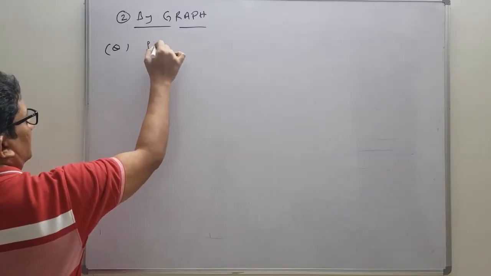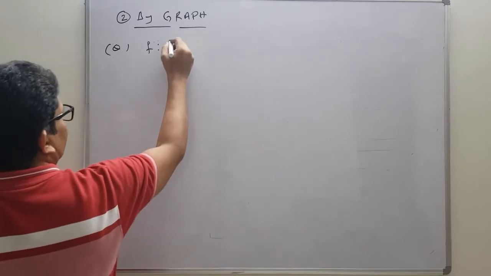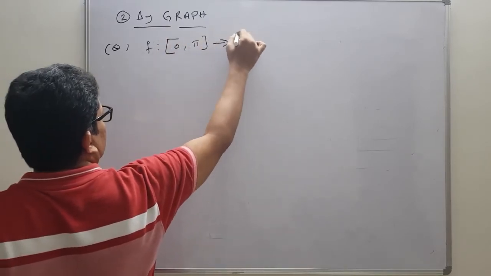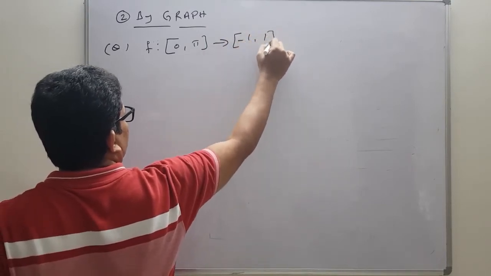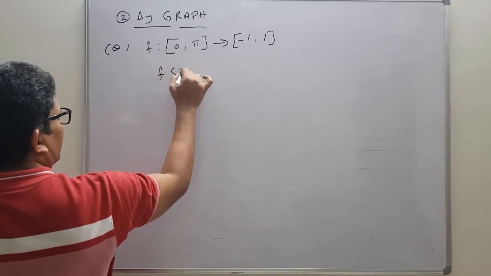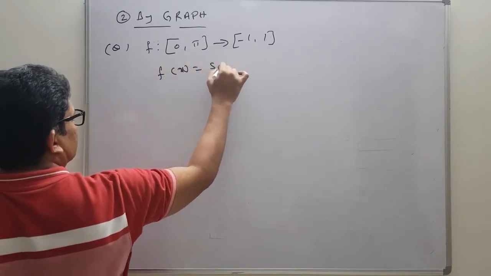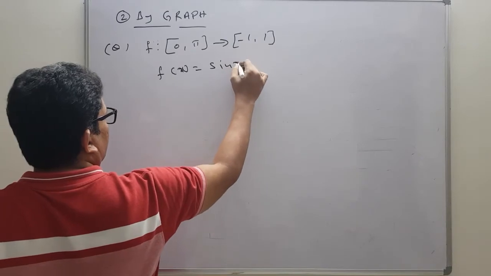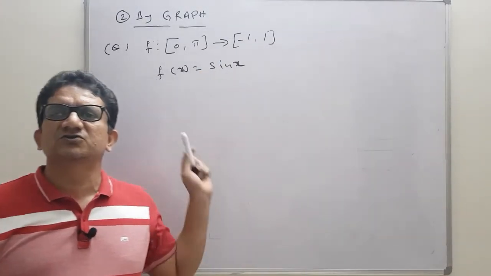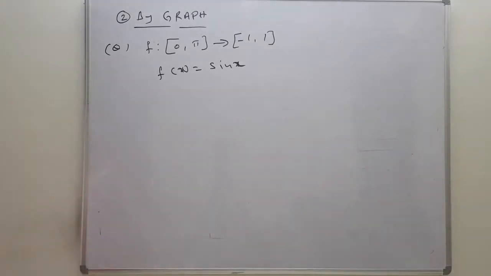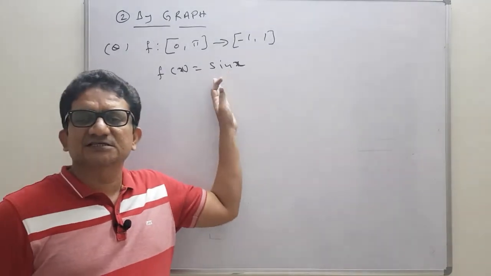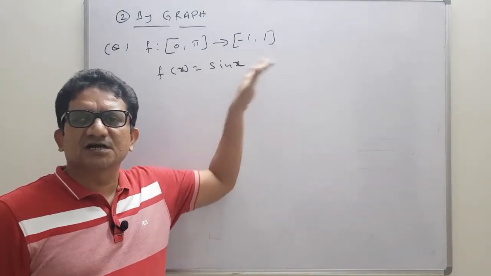Function f maps from the closed interval 0 comma pi to minus 1 comma 1 such that f of x equals sin x. Check the kind of the function, whether it is 1 to 1, many to 1, or into and onto. Now students, f of x equals sin x is a very familiar graph. Now we will start drawing the graph.